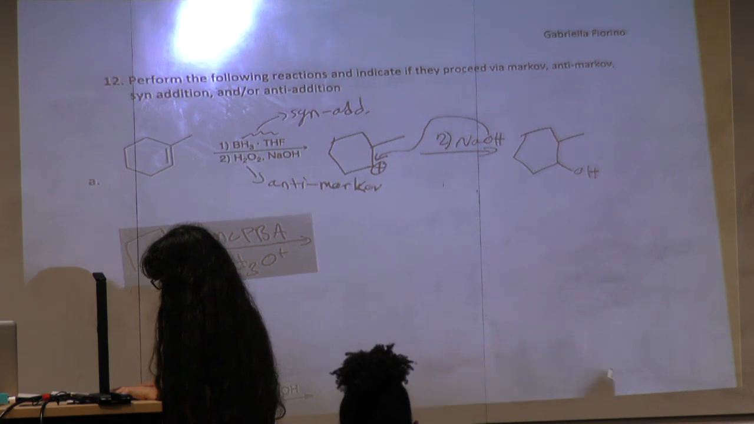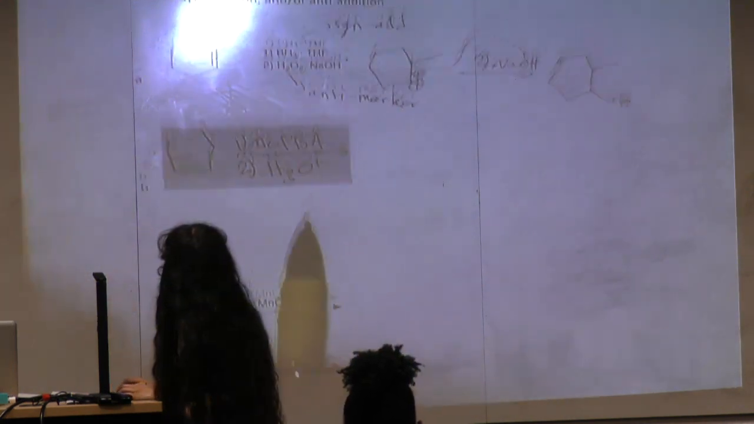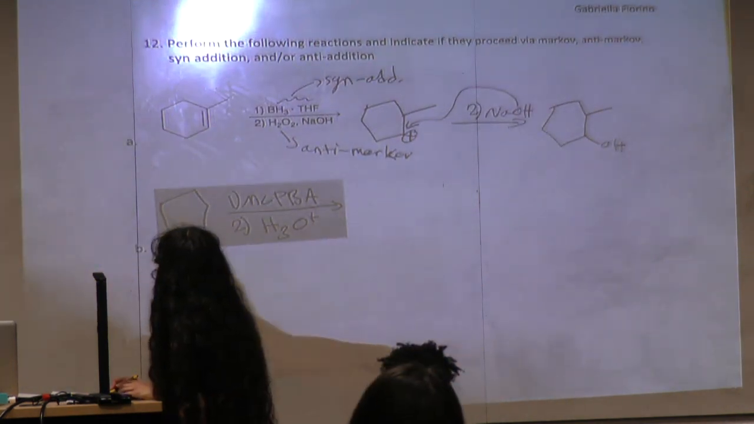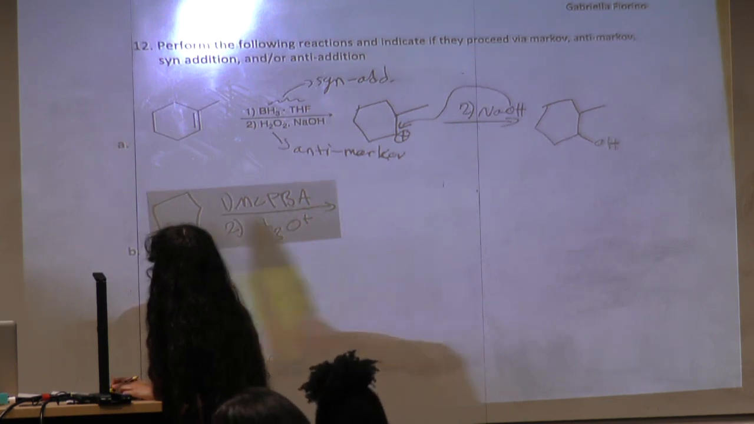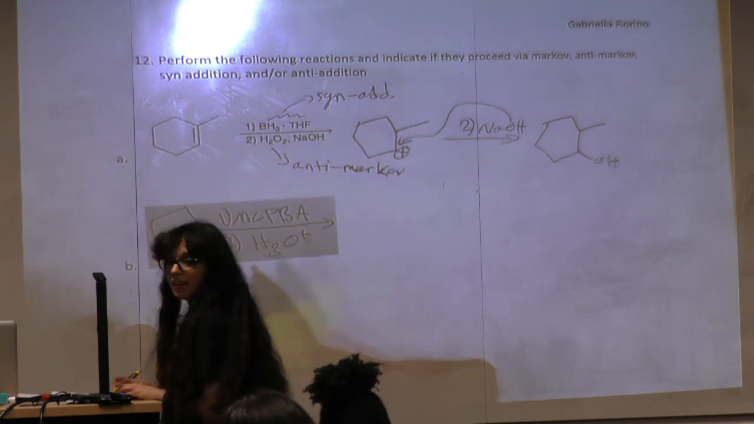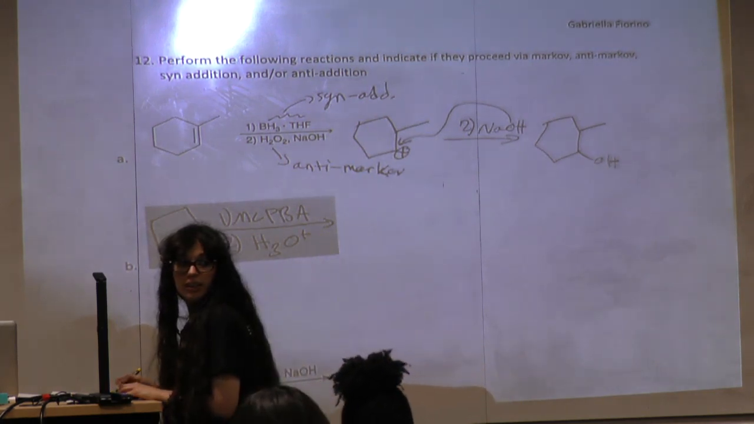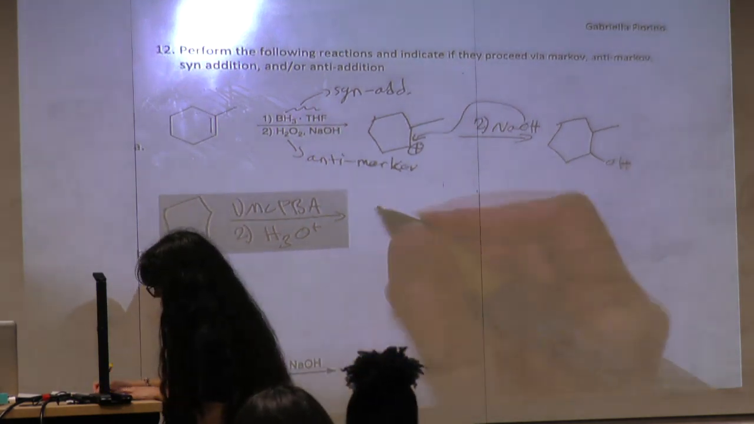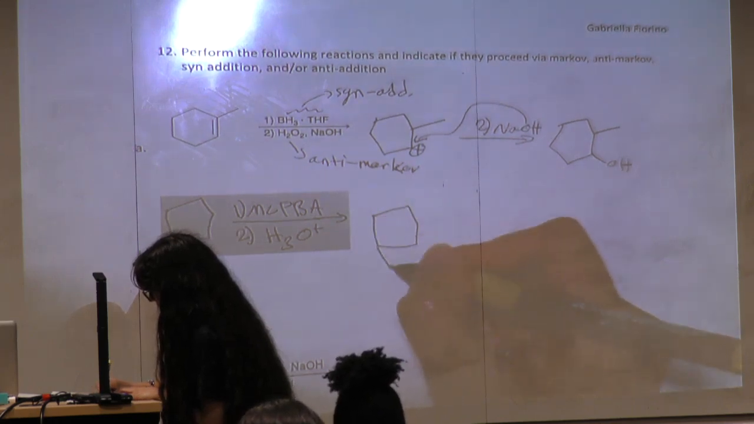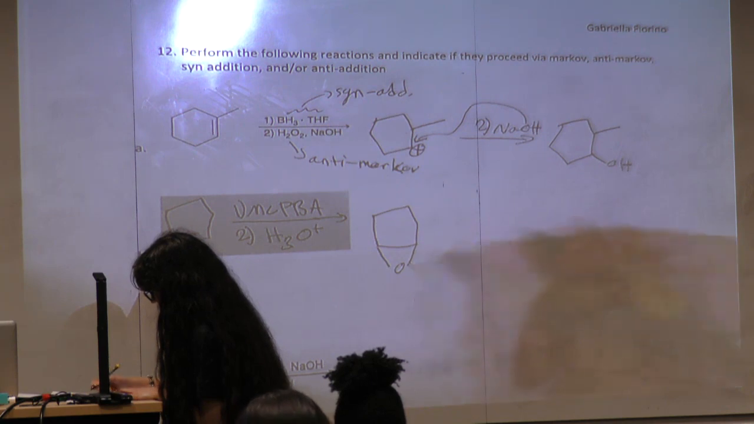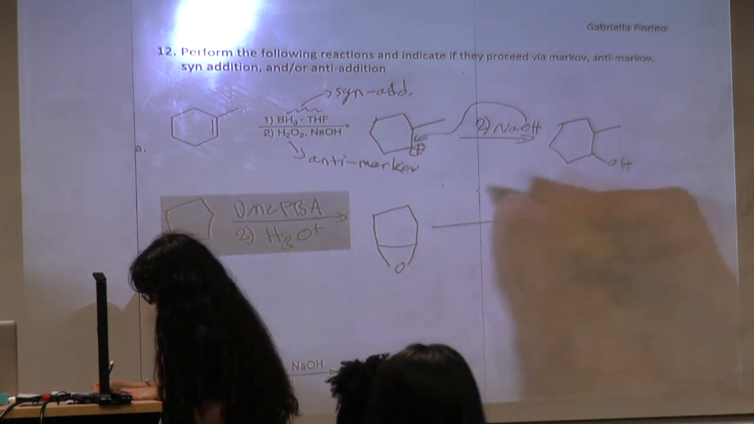If we move on, we have an alkene with MCPBA. What happens when you have an alkene with MCPBA? What do you form? Yeah, perfect. You form an epoxide. That's going to come back, again, very, very strong in Orgo 2. You want to know that forever.